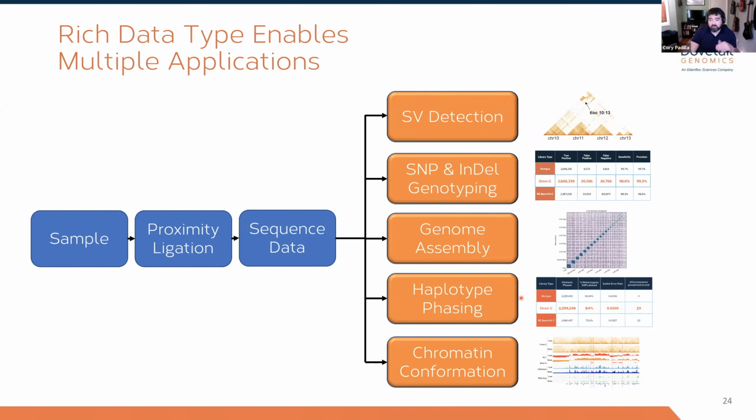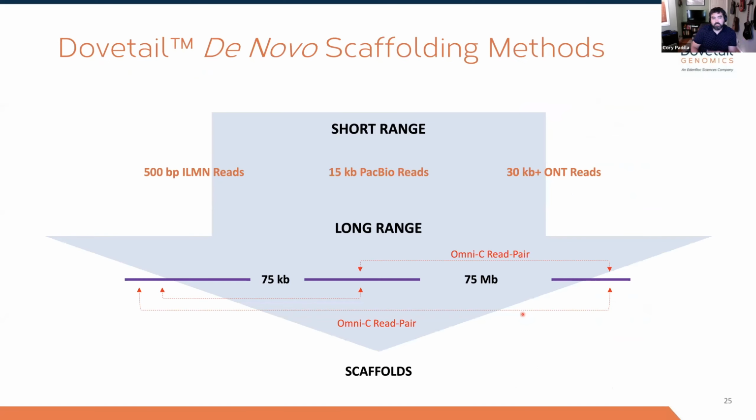We'll get into all of this in a bit more detail in the next few slides, but the long-range information can build really nice big haplotype blocks. And then also now you can start incorporating chromatin conformation in your whole genome sequencing studies just by doing one assay. So we'll talk initially about this de novo scaffolding method, which is very near and dear to us at Dovetail.